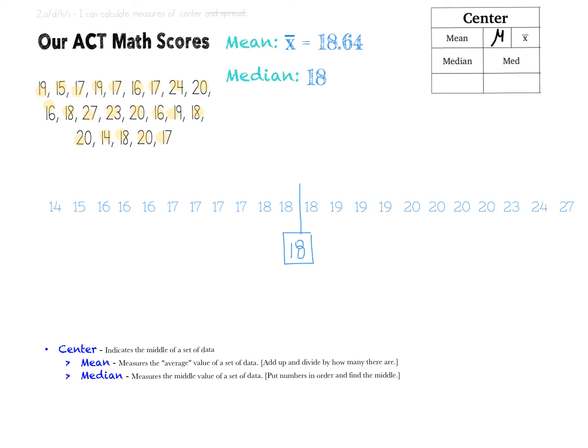Alright, so hopefully when you calculated the mean by adding all the numbers up and dividing by the 22 that exists, you found that the average ACT math score was an 18.64. And then when you put the numbers in order, you saw that there were 11 and 11. So the middle of between 18 and 18, well, that's 18. So these 2 measures of center are roughly the same, which is a good indication, and we'll talk more about that later, but you get 18.64 for the mean and 18 for the median.